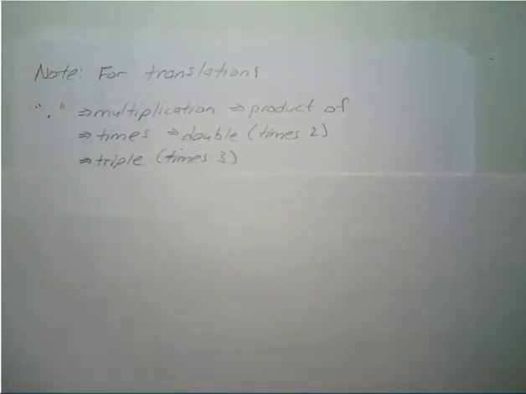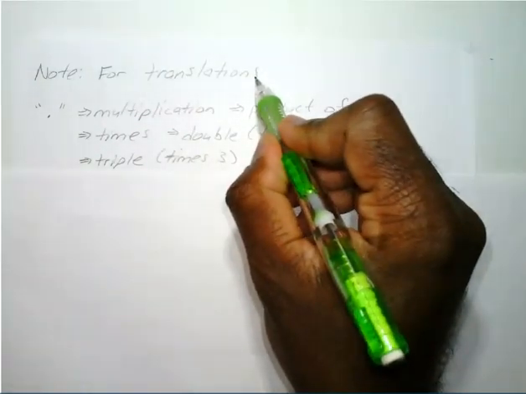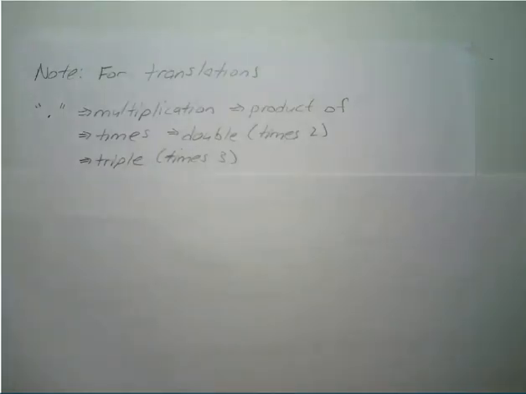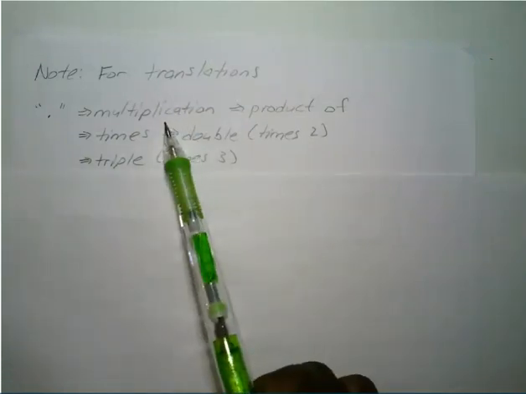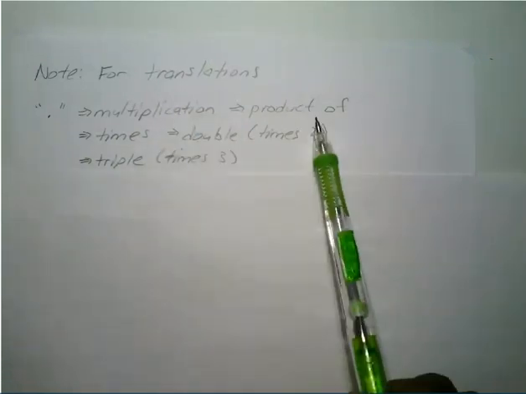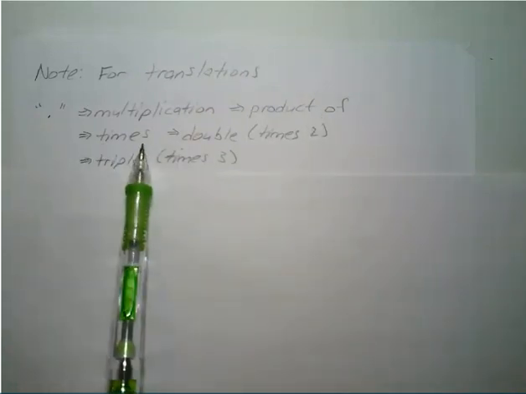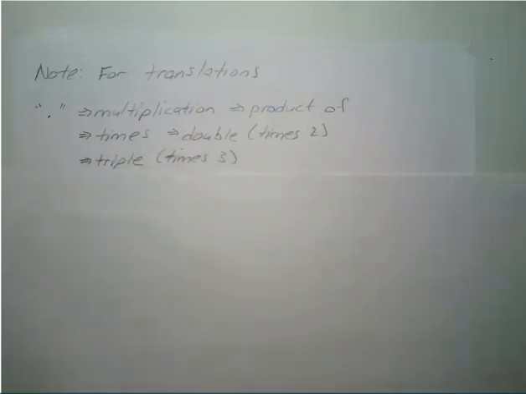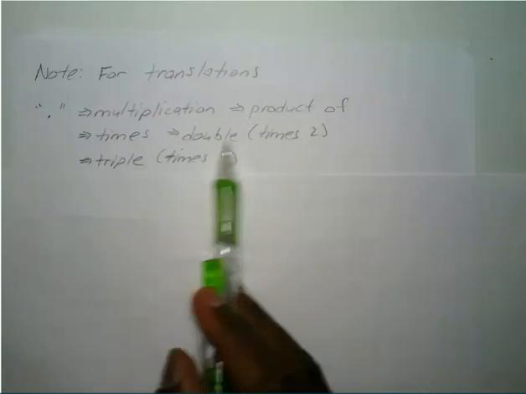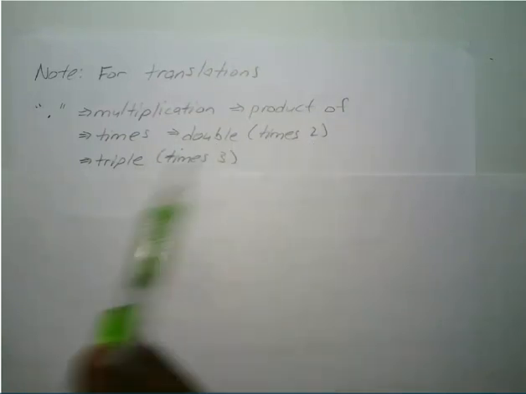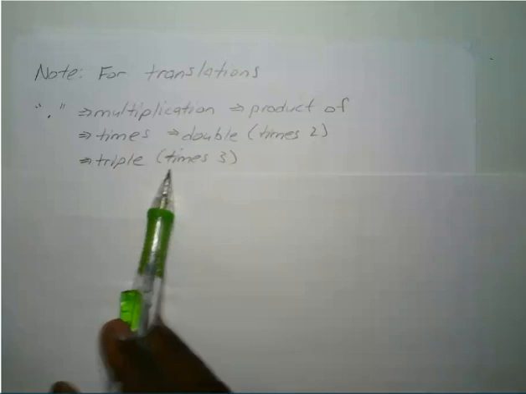Now, for your translations, you know you're going to multiply if you see the words multiplication, or if you see product of, even if you see the word times, sometimes you have it just as times. If you see double, that means it's times 2. If you see triple, that means it's times 3.